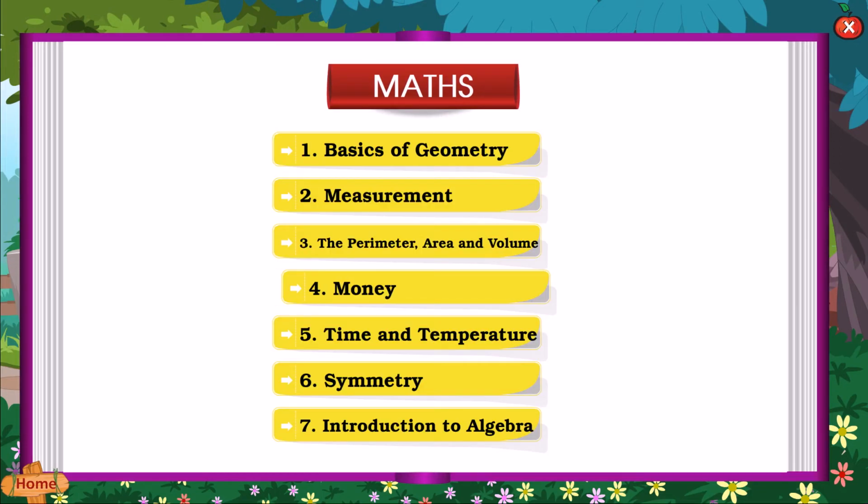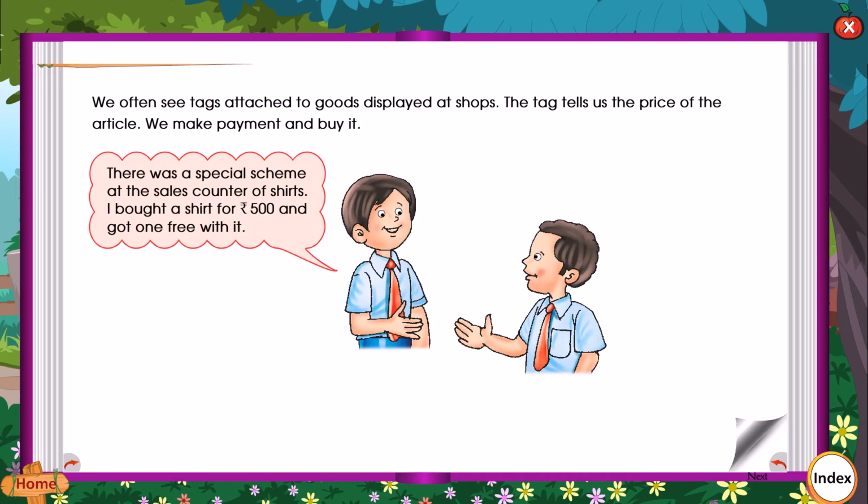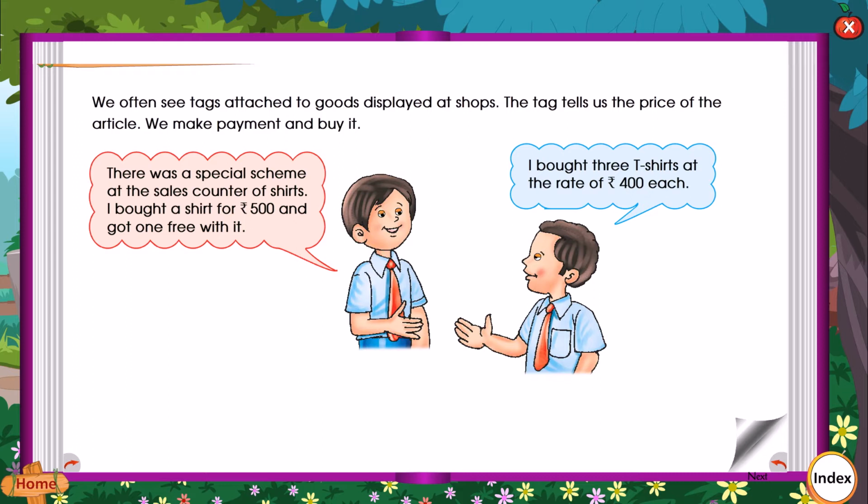Maths. 4. Money. We often see tags attached to goods displayed at shops. The tag tells us the price of the article. We make payment and buy it. There was a special scheme at the sales counter of shirts. I bought a shirt for rupees 500 and got one free with it. I bought 3 t-shirts at the rate of rupees 400 each.